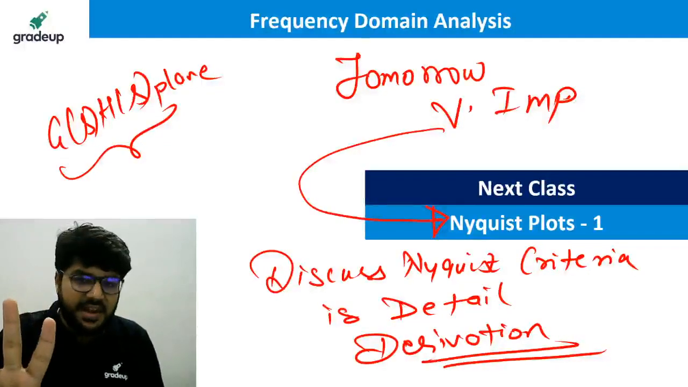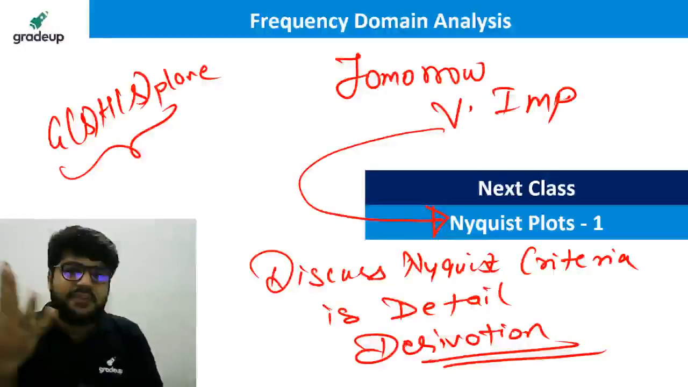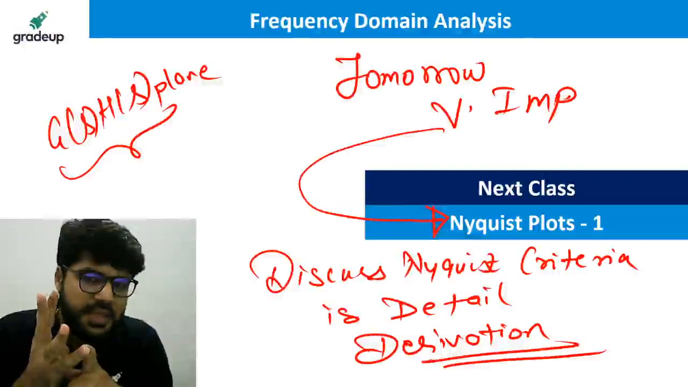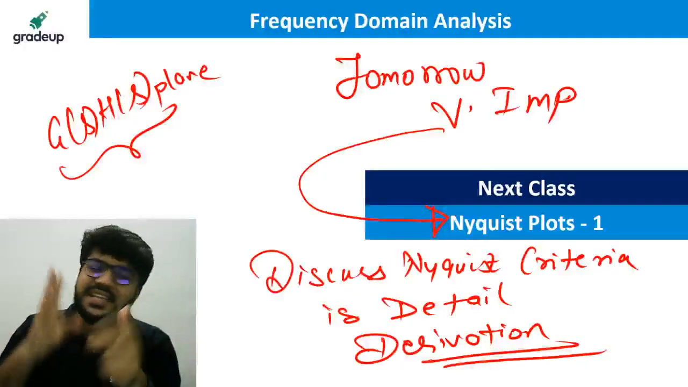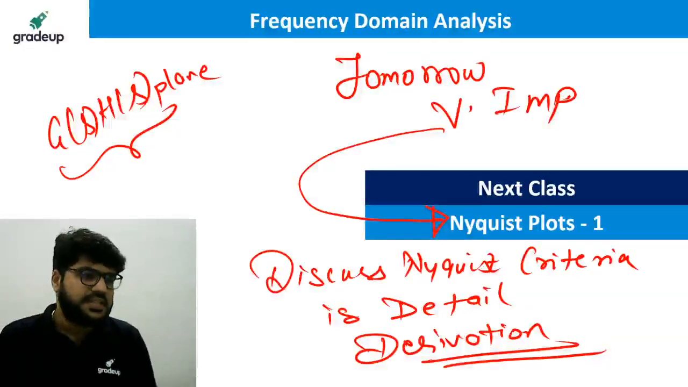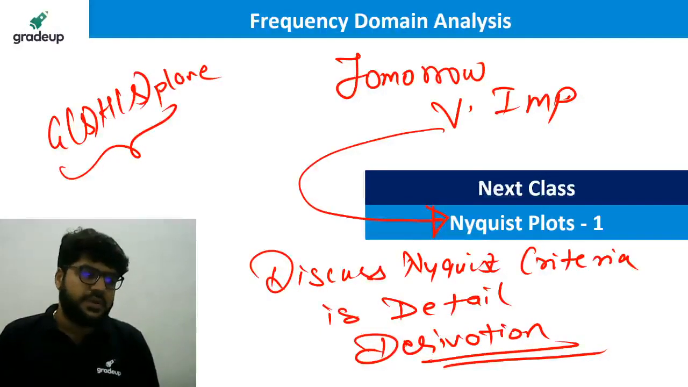I have 3 classes of Nyquist, and actually I have a 4th class, which has been named gain and phase margin if you are following the study plan. 3 classes on Nyquist and the 4th class on gain and phase margin. That is a continuation. I will explain the concept of gain and phase margin through some Nyquist plots. So basically 4 classes you can say on the Nyquist plot we are going to take.